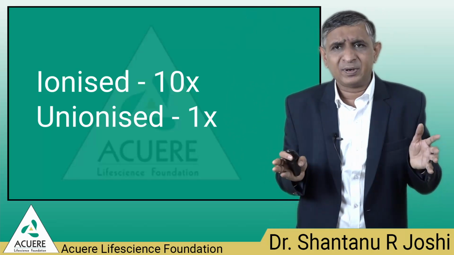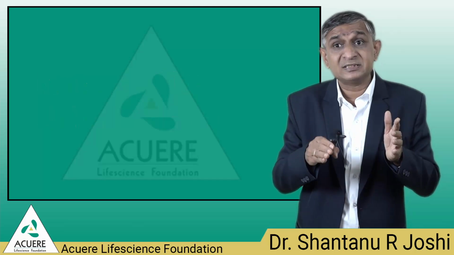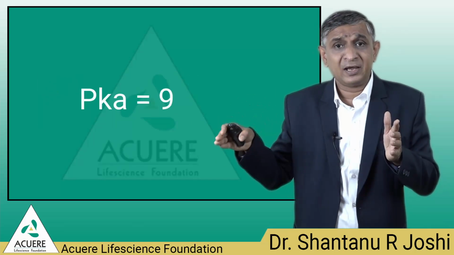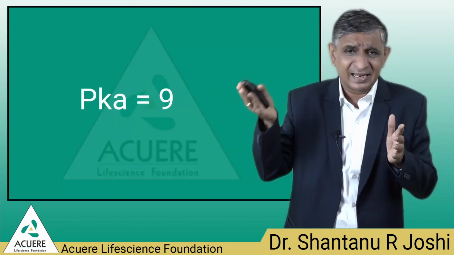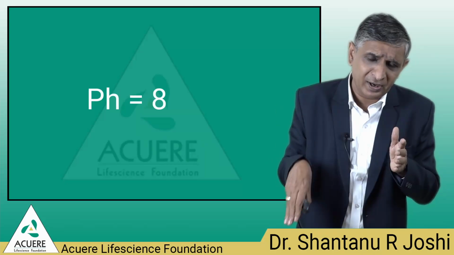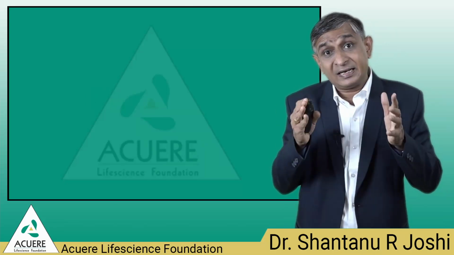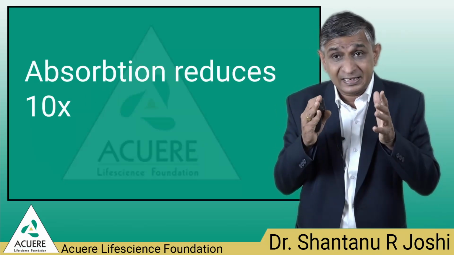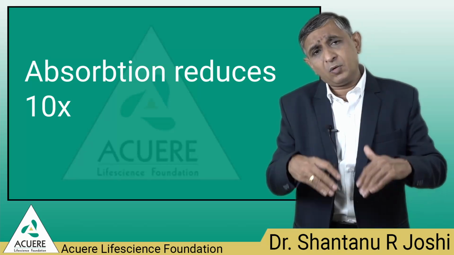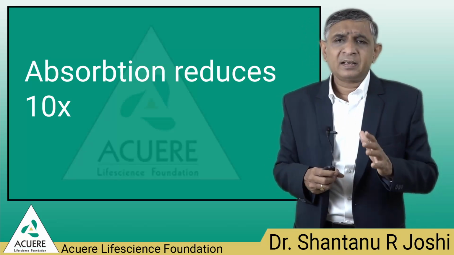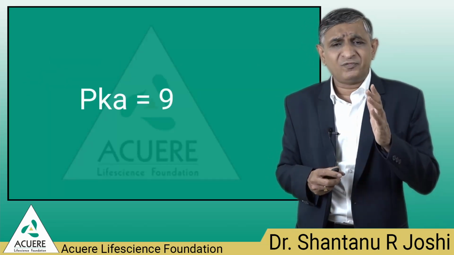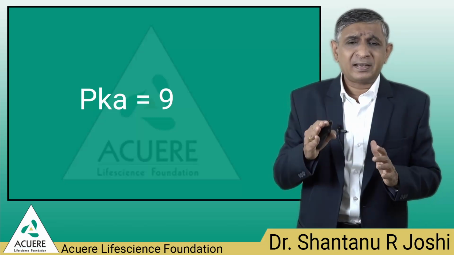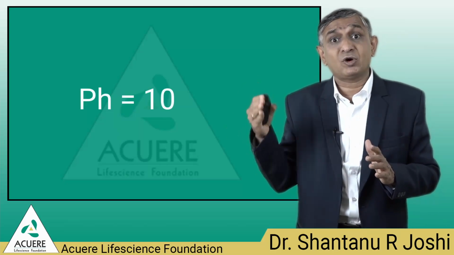In simple language, when the drug is more alkaline, having pK value of 9, and the medium is lesser alkaline, having the pK value of 8, the absorption of the drug reduces by 10 times. Now we will take one more example. Here the pK value of the drug is 9 but the medium is having the pH of 10.